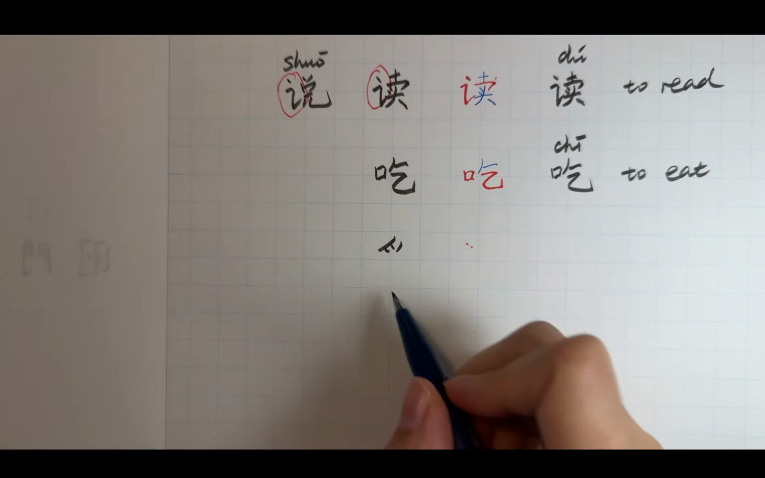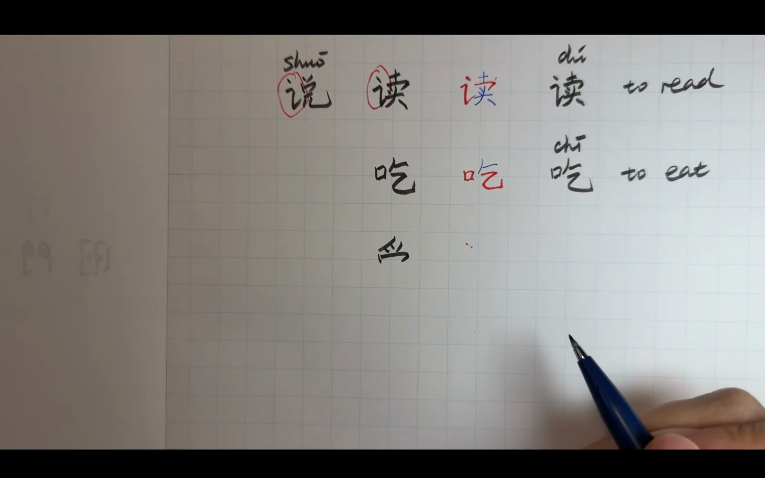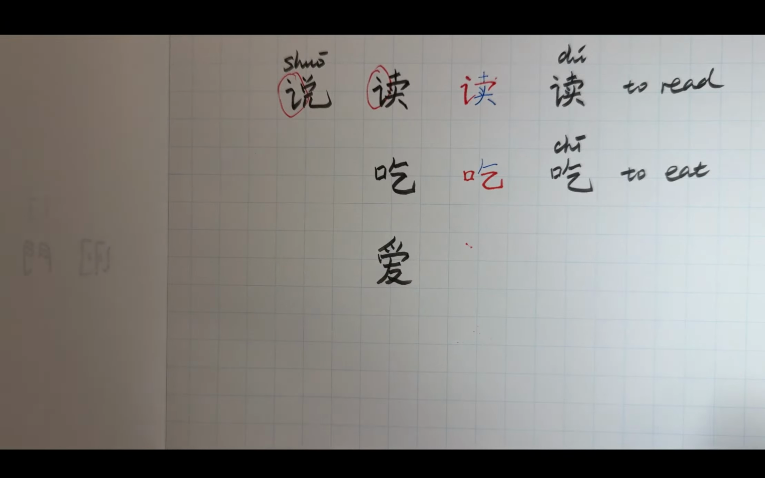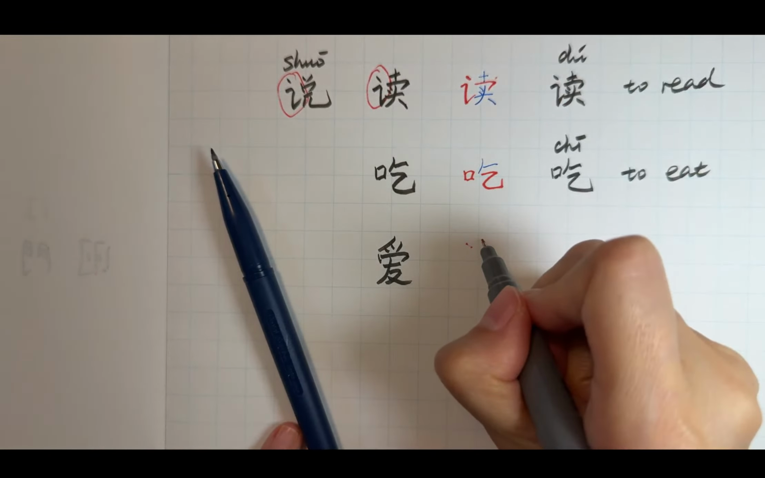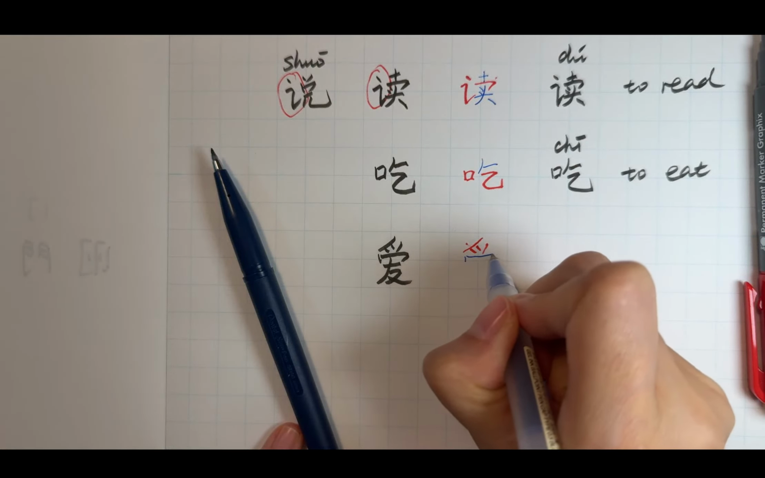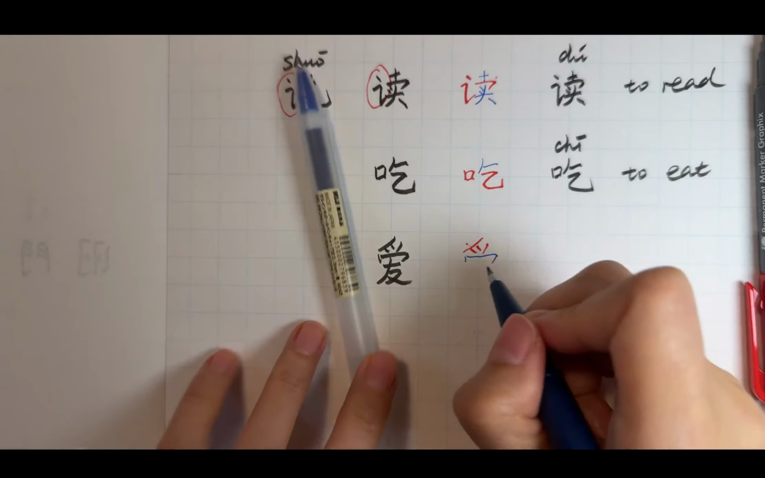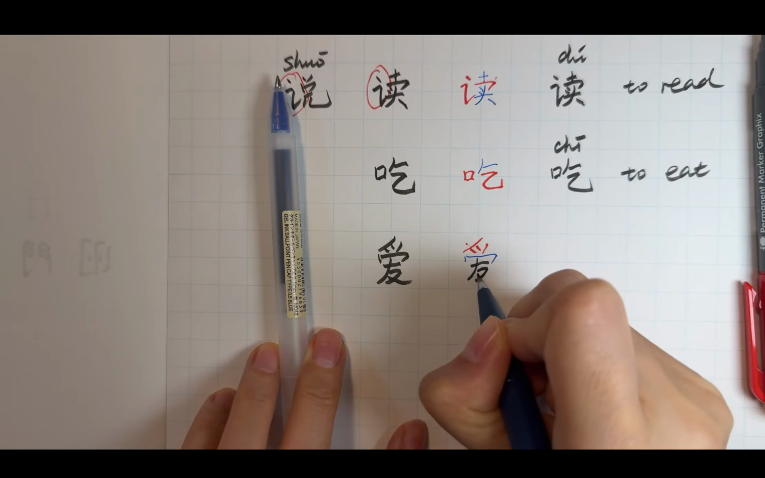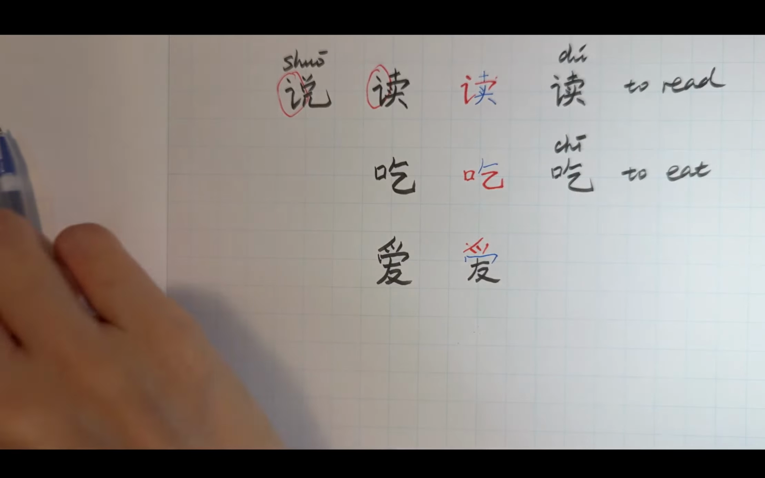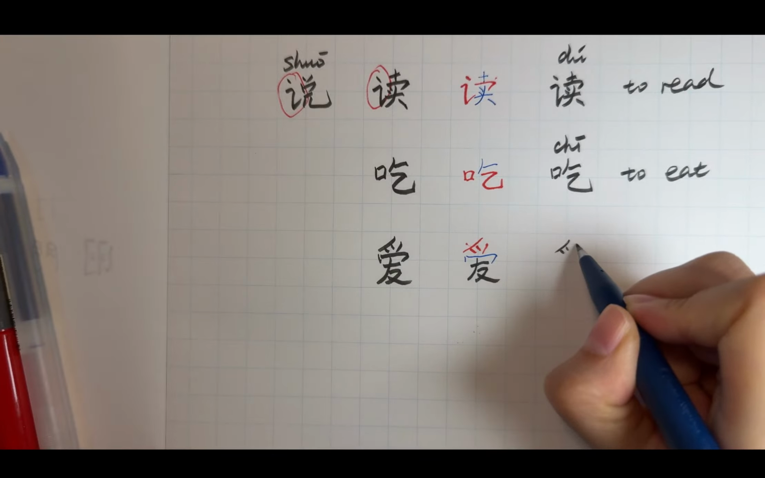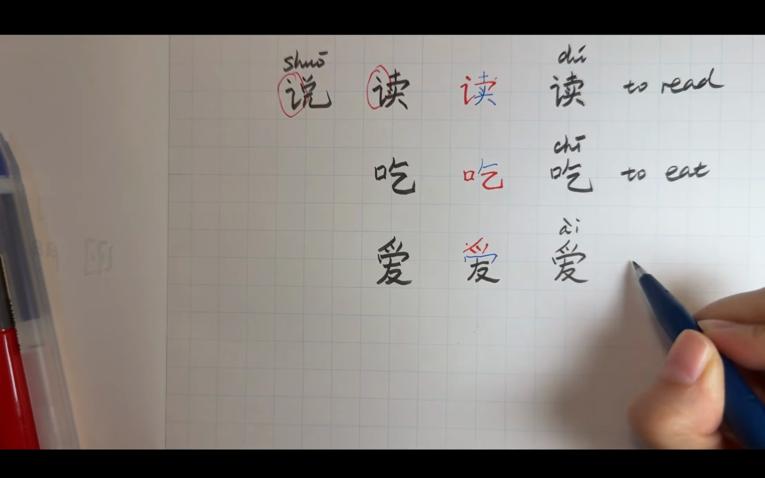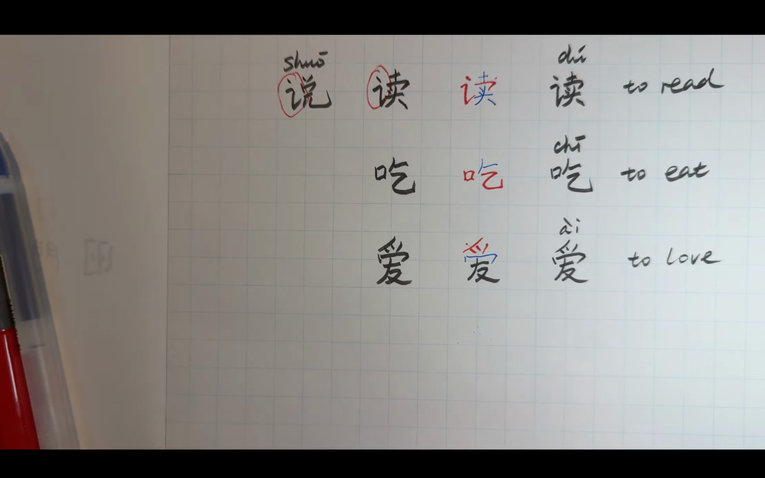This is the top. And this is the middle. And then you have the friend, 有, at the bottom. So that is our 爱. So it starts by this. Middle. And bottom. Is to love. 爱.